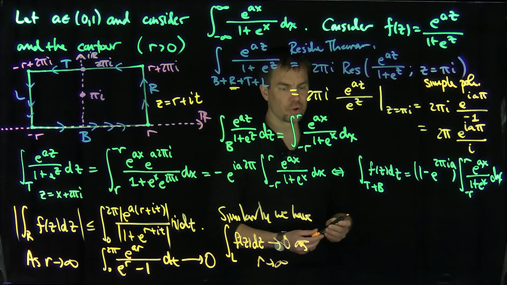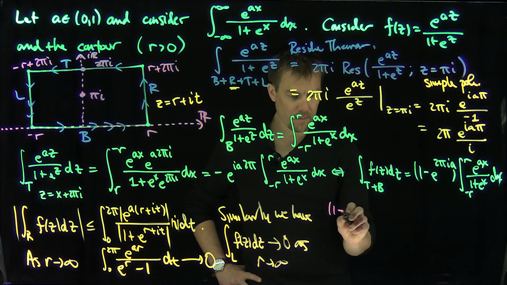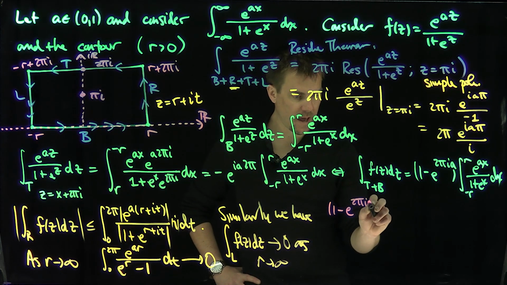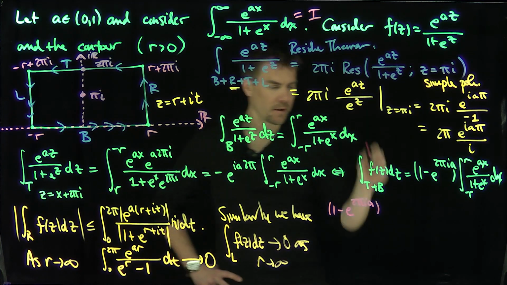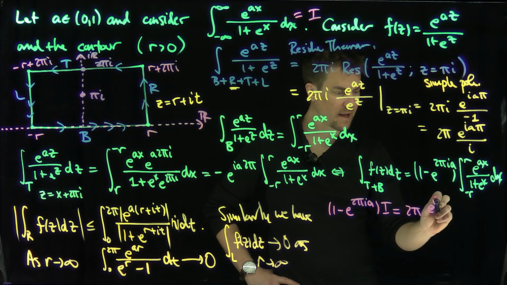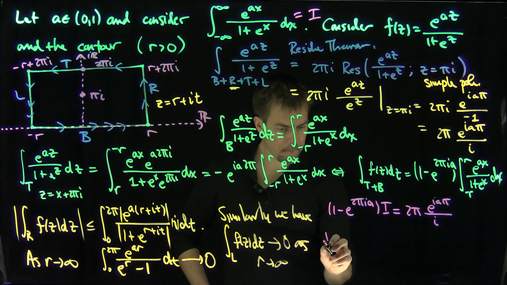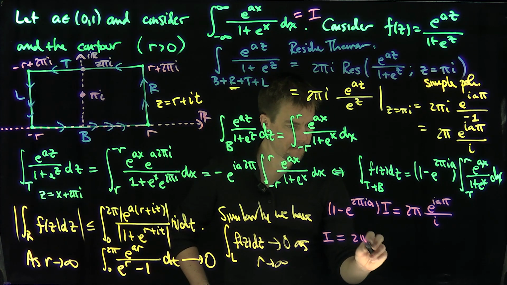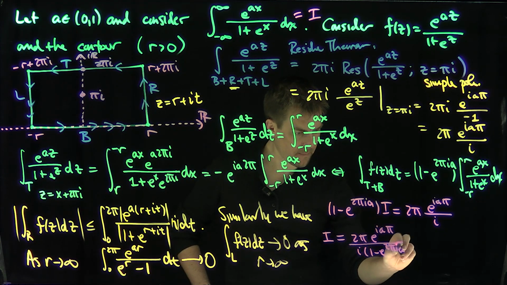Good. So in other words, what have we just shown? We've just shown now, we can put this all together, that this expression over here, so in other words, 1 minus e to the 2 pi ai times our integral that we want, let's call this integral I for integral, times I is equal to this residue, so that's 2 pi e to the i a pi over i. So therefore I is going to be what? So our integral is going to be 2 pi e to the i a pi over i times 1 minus e to the 2 pi i a, like that.